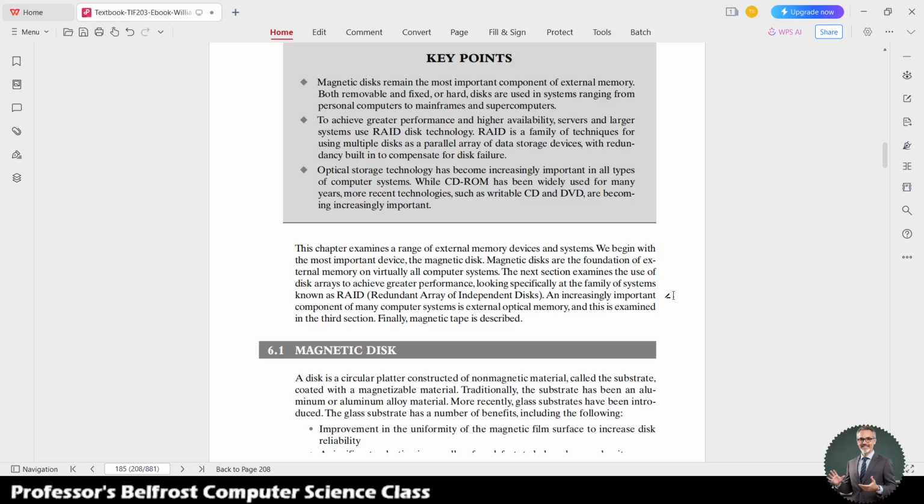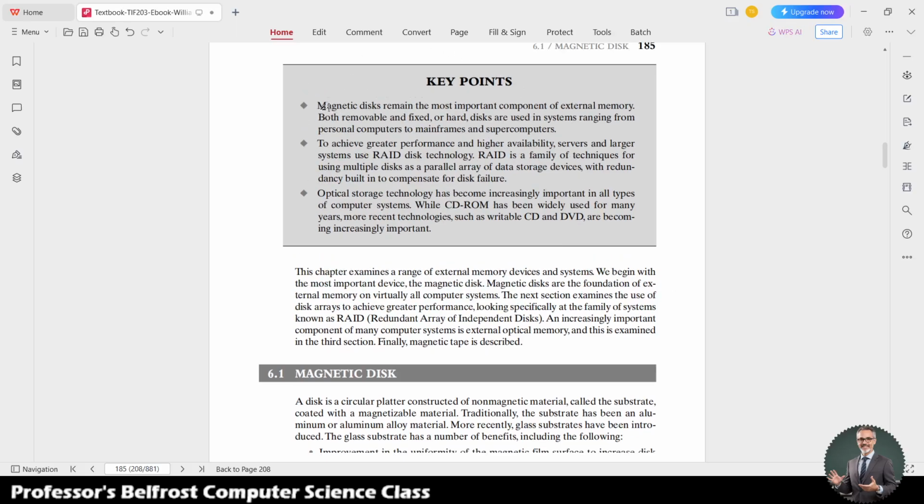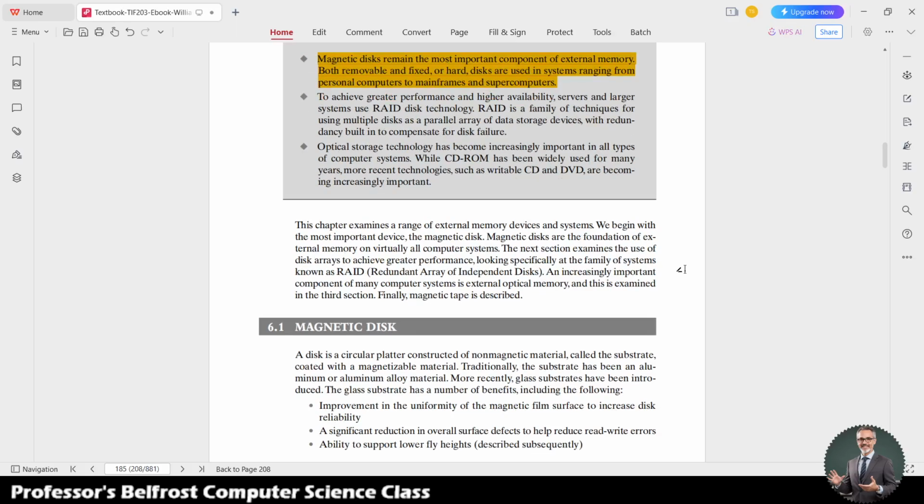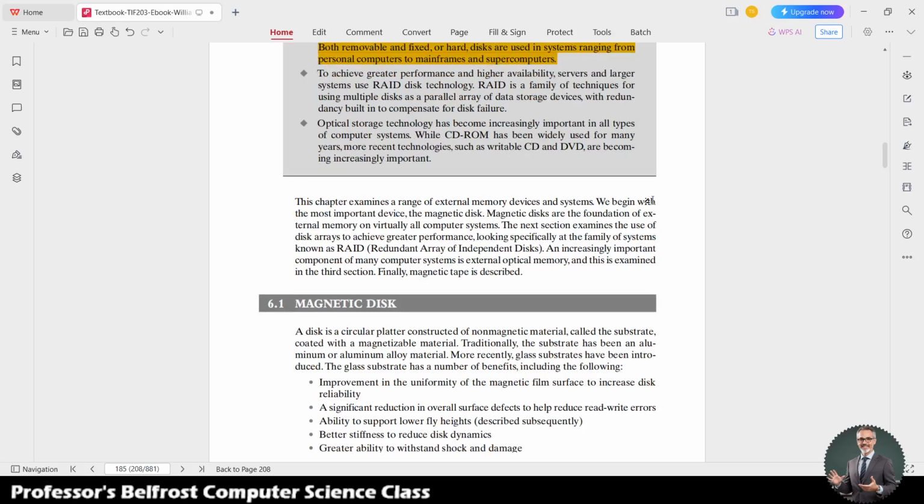So here are the key points for this chapter. Magnetic disks remain the most important component of external memory, both removable and fixed, or hard. These are used in systems ranging from personal computers to mainframes and supercomputers. To achieve greater performance and high availability, we use RAID technology. RAID is also used for sustainability and other things, which we'll see later.